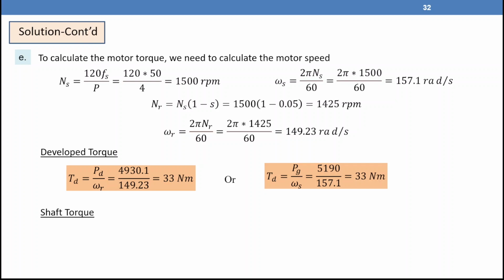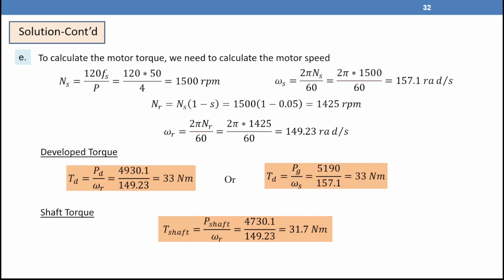Regarding the shaft torque, that one will be P net, P shaft, P useful over omega R. That one is the shaft torque, useful torque, net torque. So P shaft, or net power, or output power, is 4730.1 watt over 149.23 radian per second, which gives you 31.7 Newton meter. The difference between developed torque and shaft torque is the torque lost due to friction, and you can calculate it as P lost or P mechanical, which equals 200 watt over omega R. That one is the difference between these two values.